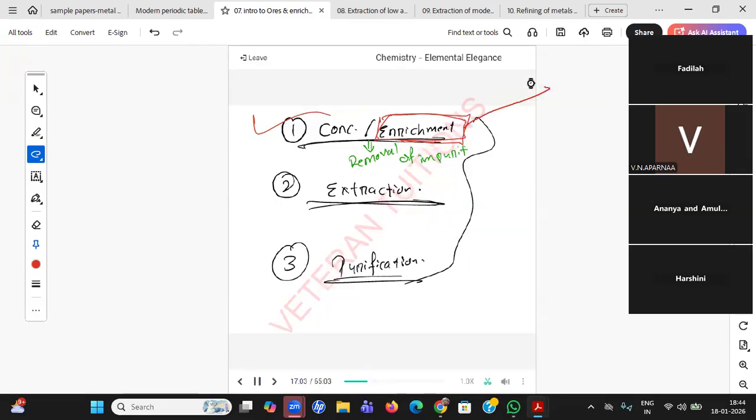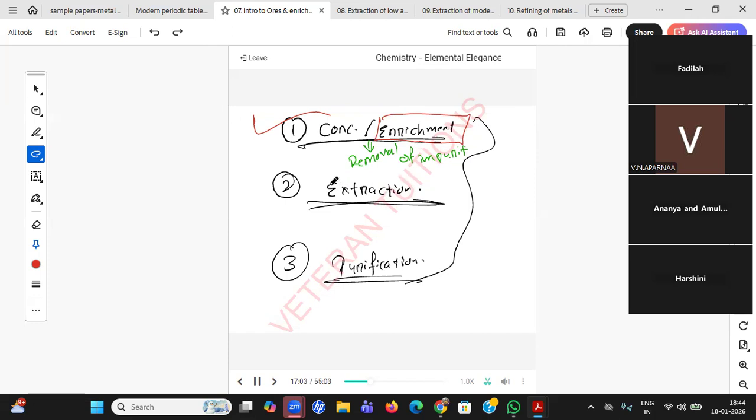For SSC Telangana students, you have some chemical procedures and physical procedures for the first step also, which we'll be learning after some sessions. But for CBSE students, you don't have anything about this. Only you need to say enrichment, impurities removed.